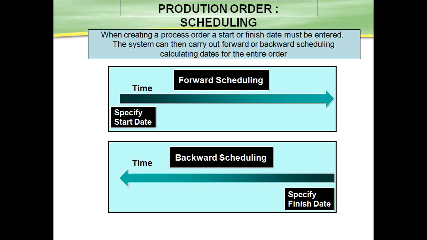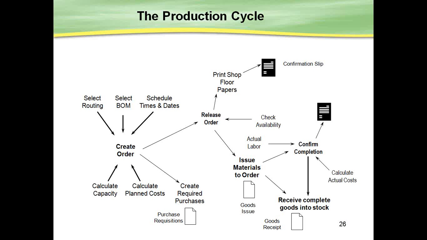Many companies go for the current date scheduling. They say that okay, we just want to start production from current date. Current date means today. This is one production cycle.